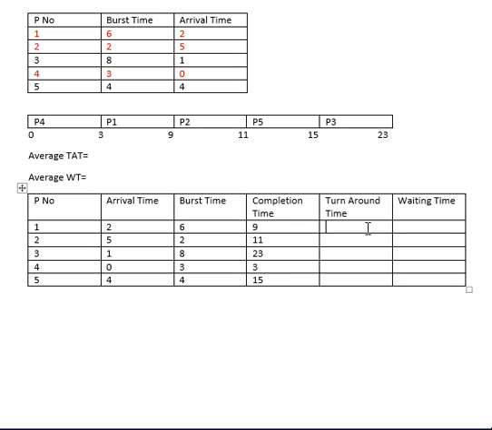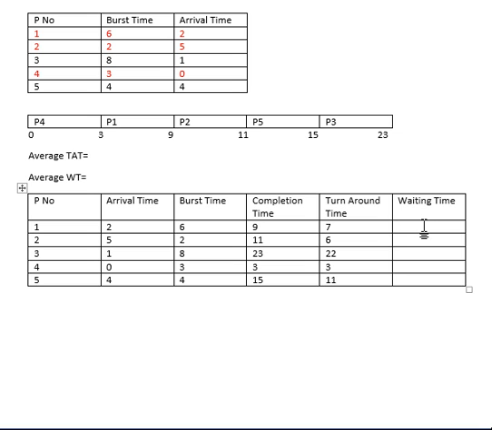Right? So now turnaround time is completion time minus the arrival time. So now you can see here 9 minus 2. Again you should be careful while doing these calculations because it's not 0 here, it's 9 minus 2, that is 7. Here it's 11 minus 5, so it's 6. Here it's 23 minus 1, so it's 22. Here it's 3 minus 0, so it is 3, and it's 15 minus 4, that's 11.